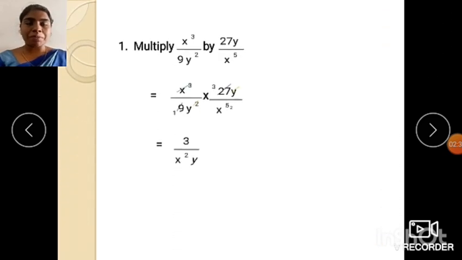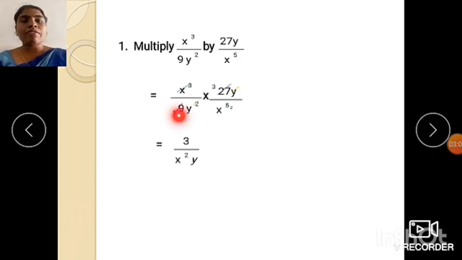See the first problem here: x cube by 9y square, times 27y by x power 5. So first we need to multiply the numerators and denominators, that is x cube into 27y by 9y square into x power 5. Now we will check whether we have common factors or values.